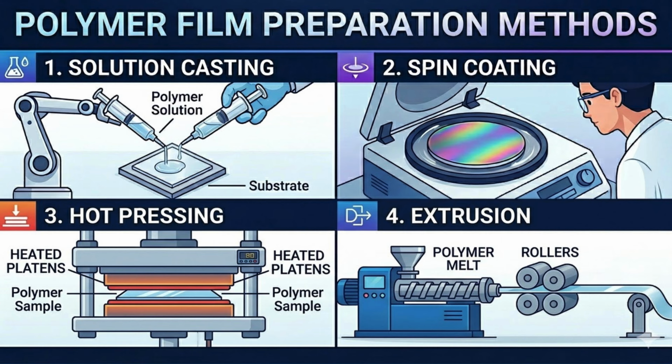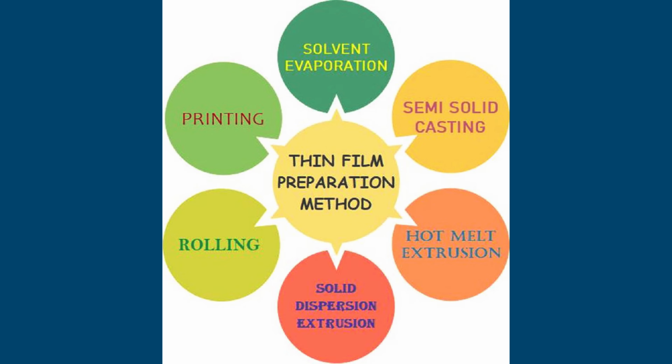The performance characteristics of polymer films, such as mechanical strength, optical transparency, thermal stability, and electrical behavior, are not governed solely by polymer composition, but are strongly influenced by fabrication methodology. Film preparation techniques determine molecular chain arrangement, crystallinity, defect formation, and interfacial interactions, thereby establishing critical structure property relationships. Consequently, a comprehensive understanding of film preparation processes is essential for both fundamental materials research and industrial-scale manufacturing.